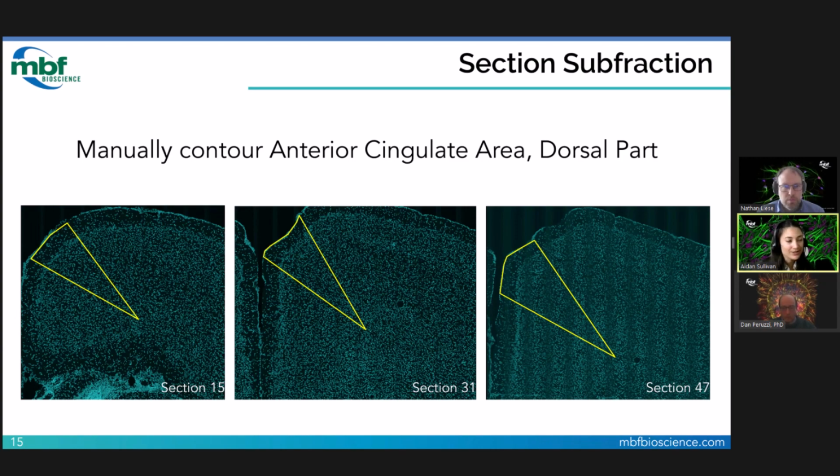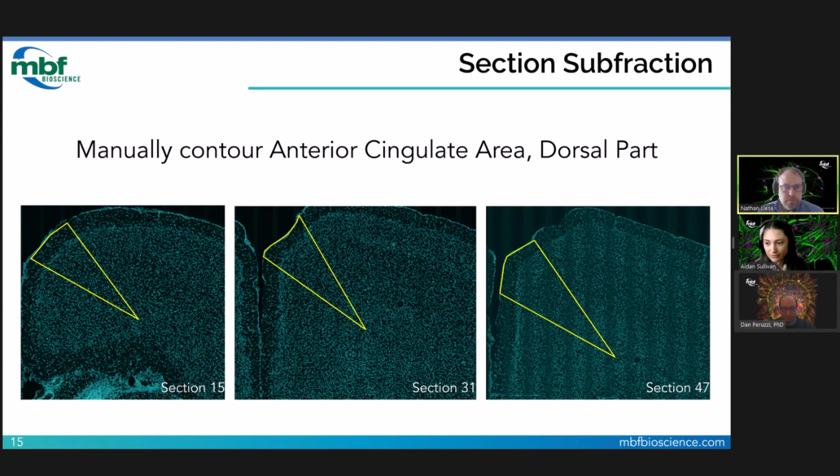So here's some images of my sections that I'm going to be sampling on based on that section subfraction and the starting interval that Stereo Investigator generated. You can see section 15, 31, and 47 on the screen here, and I went ahead and I manually outlined my region of interest within Stereo Investigator using its contouring feature.